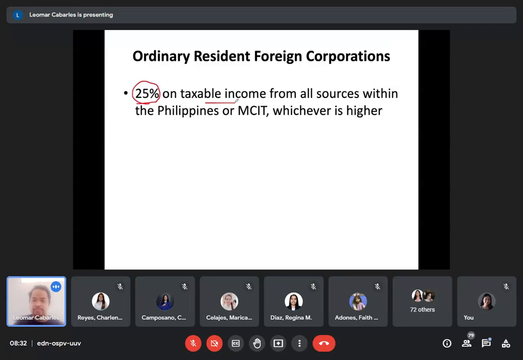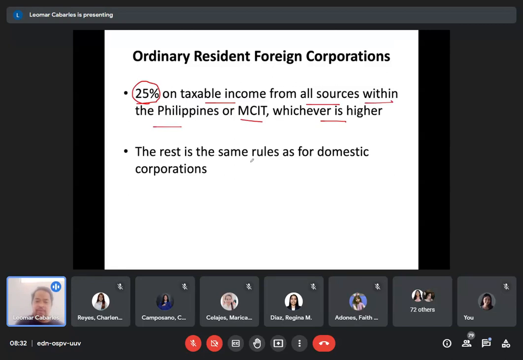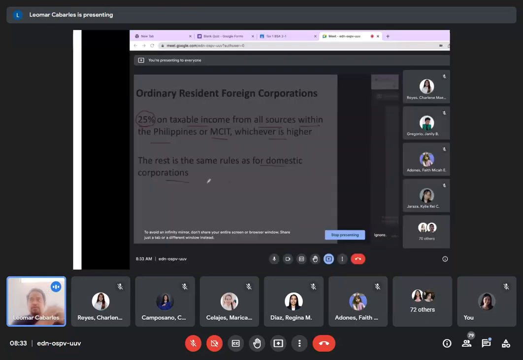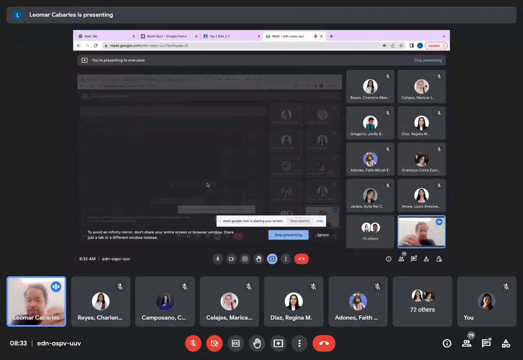So taxable income from all sources within the Philippines, or subject din siya to MCIT, whichever is higher. So the rest is the same rules as for domestic corporations. So ang pagkakaiba lang ng ordinary domestic corp versus ordinary foreign corporation, the 20% tax rate doesn't apply. The income subject to tax is yung within the Philippines lang. Okay, for ordinary resident foreign corporations. But the rest is the same.